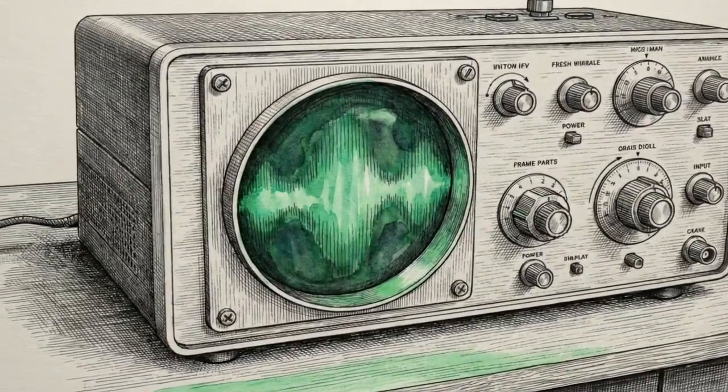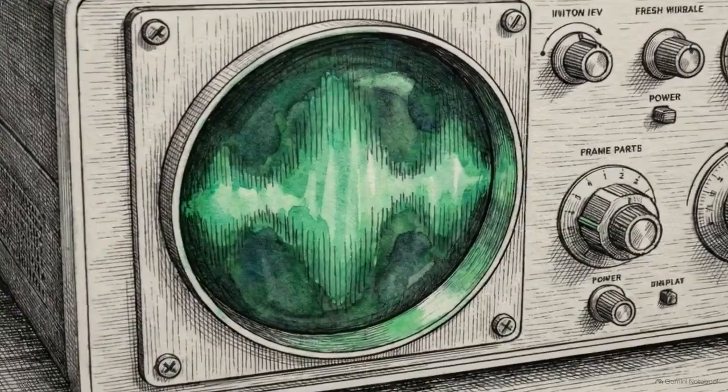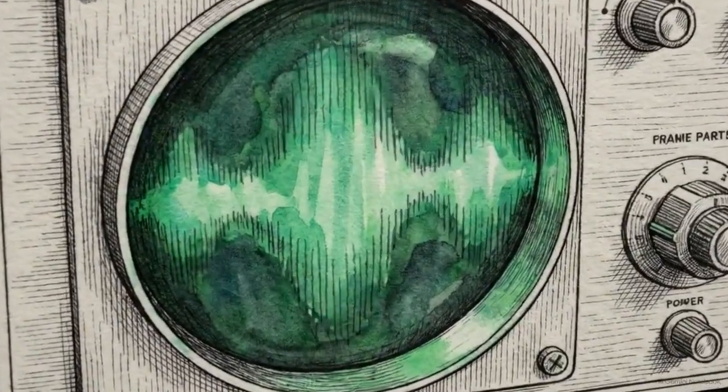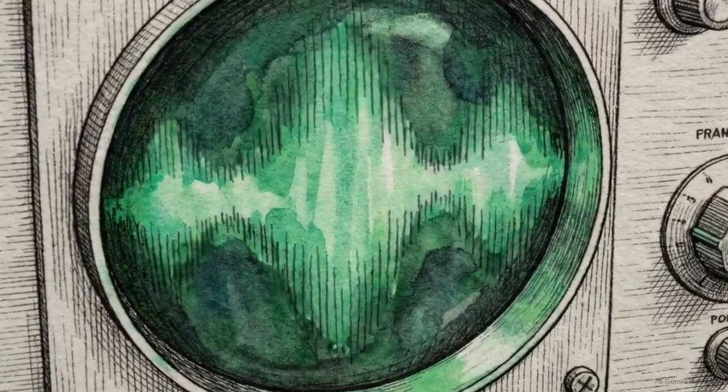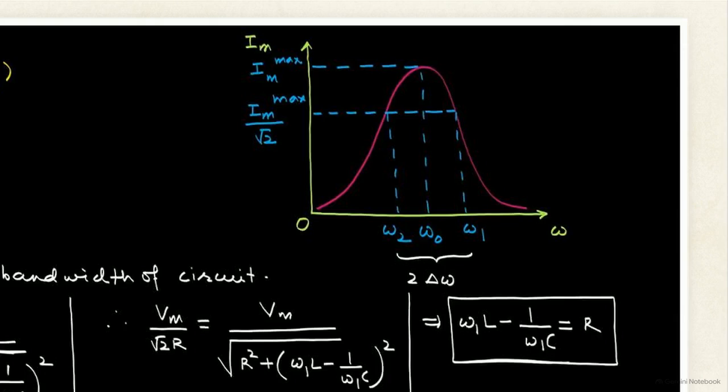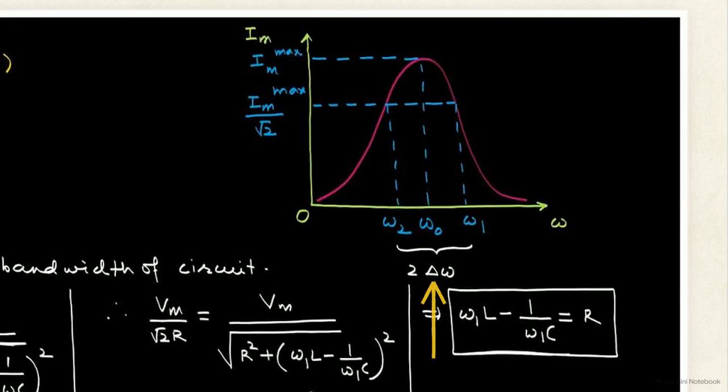Knowing the peak frequency is necessary, but to gauge selectivity, we must also quantify the width of this response curve. In this graph, we establish boundaries at the half-power frequencies. These are the points where the current drops to approximately 70% of its peak value. The horizontal distance between these 2 points is the bandwidth, represented here as 2 delta omega.